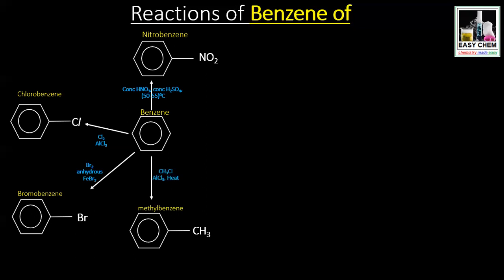Now, if you want to attach an ethyl group, that means CH3CH2 group, then we have to use CH3CH2Cl. Likewise, only the chlorine atom is going to be different. And we'll look at another reaction.